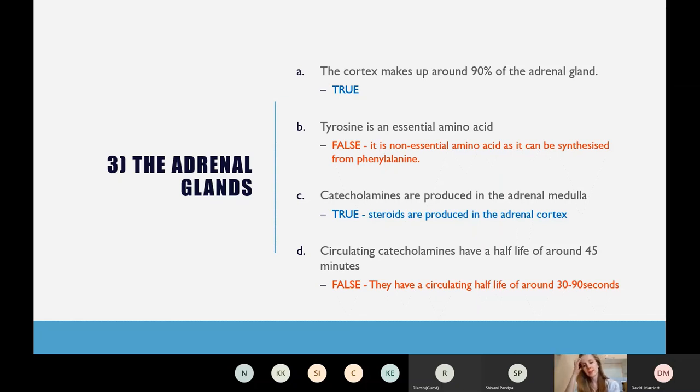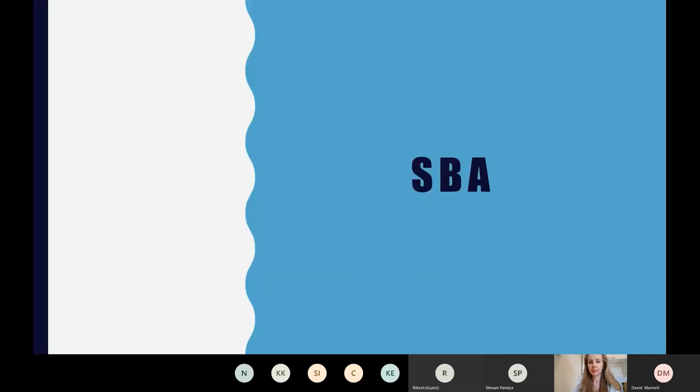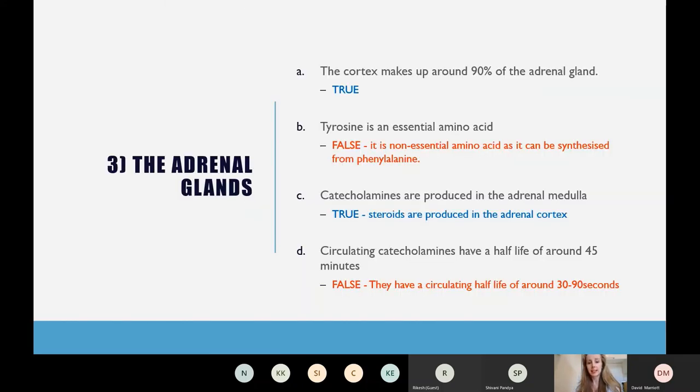Okay, so I think most people have answered now. So the answers, like in our first presentation, I think Rikesh did speak about the cortex making up about 90% of the adrenal gland. And B is false. Tyrosine is actually a non-essential amino acid as it can be synthesized in the body from phenylalanine. Essential amino acids are amino acids that can't be synthesized, so you must get them from the diet. And C was true. Catecholamines are produced in the adrenal medulla. It's steroids that are produced in the adrenal cortex. And D is false. Circulating catecholamines have quite a short half-life of 30 to 90 seconds, not 45 minutes.